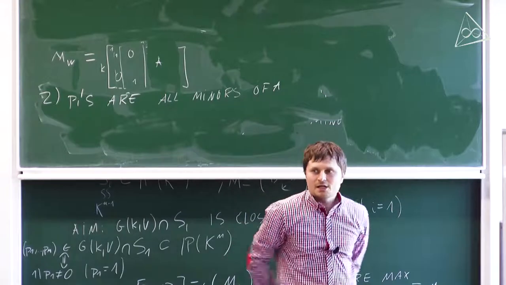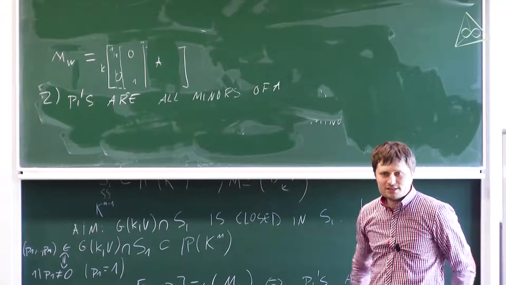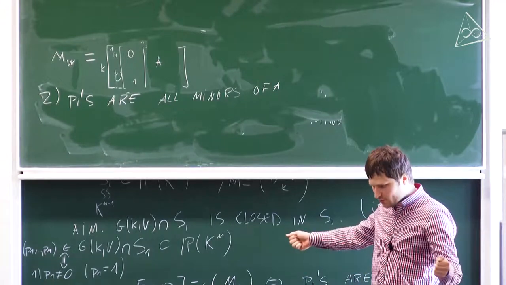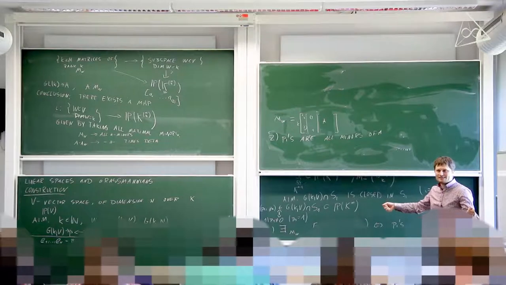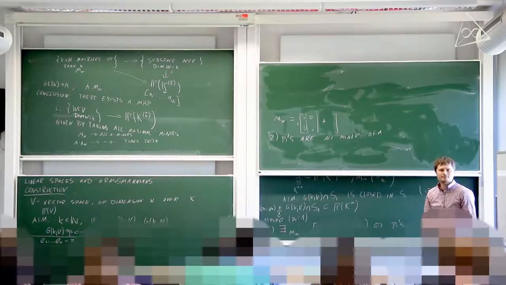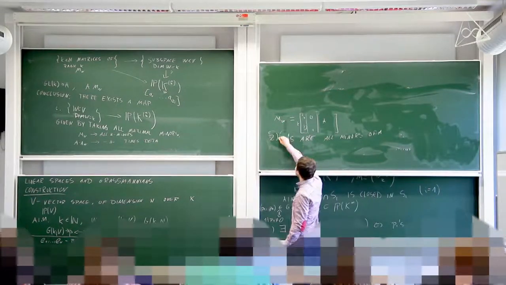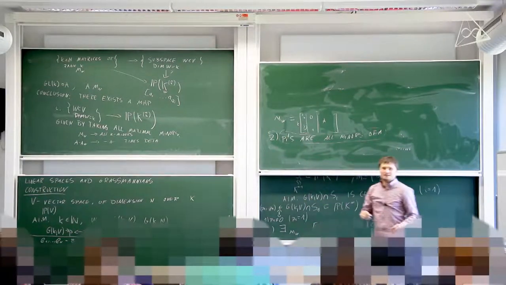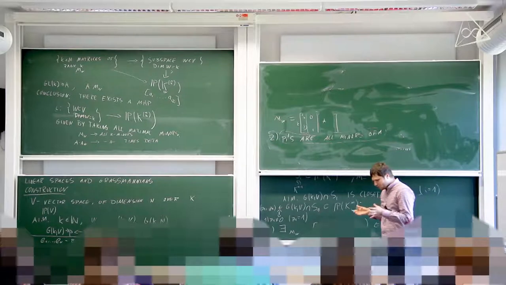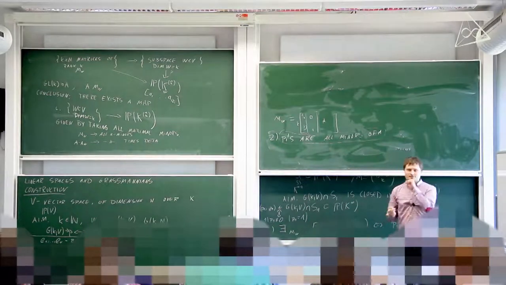So we want to encode the condition that a sequence of numbers corresponds to all minors of some K times N minus K matrix. Can you do that? We want to encode this condition by polynomials. So first we need to find polynomials that minors satisfy. Is it easy or hard?